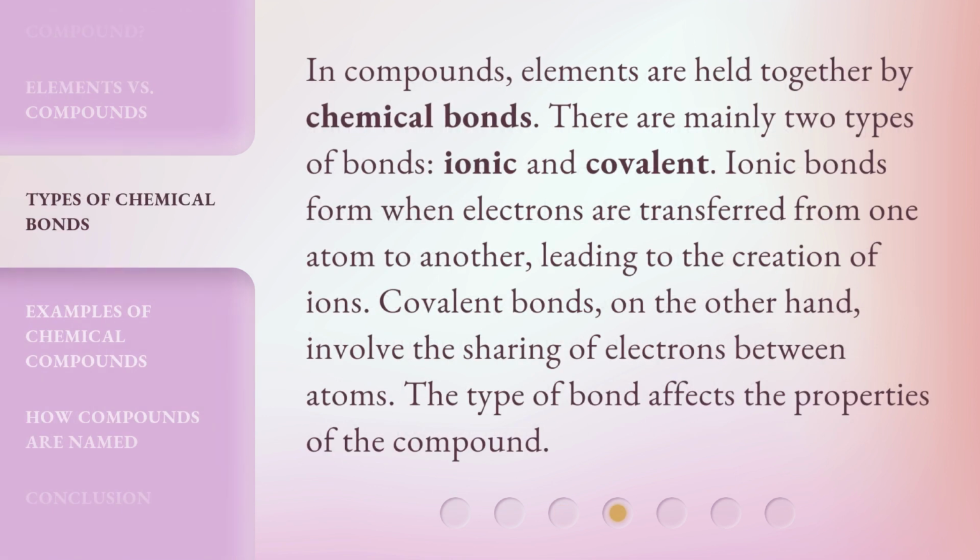In compounds, elements are held together by chemical bonds. There are mainly two types of bonds: ionic and covalent. Ionic bonds form when electrons are transferred from one atom to another, leading to the creation of ions. Covalent bonds, on the other hand, involve the sharing of electrons between atoms. The type of bond affects the properties of the compound.